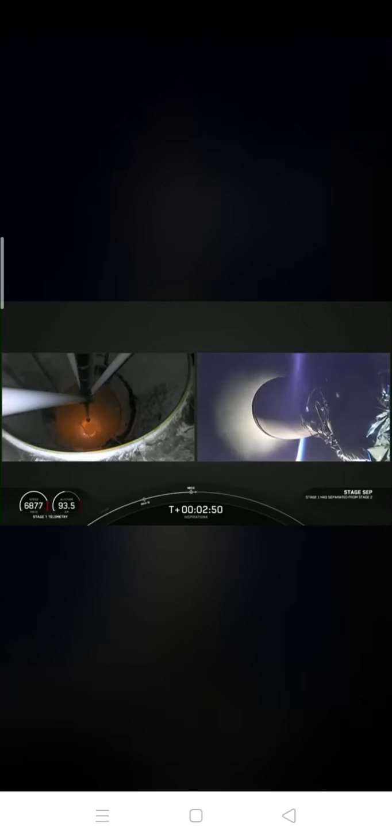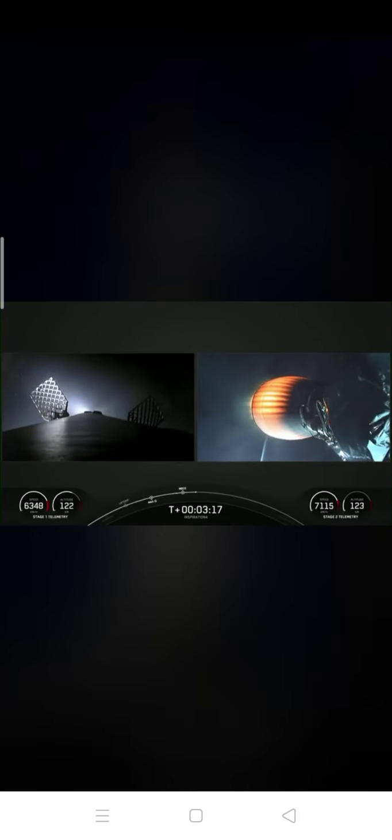Major event coming up will be main engine cutoff, followed by stage separation. Looking at the second stage engine nozzle and an ignition of the second stage. And MECO. Stage separation confirmed. I'm sure the crew felt another kick in the G's there as it ignited. Officially, the Inspiration 4 crew are now on their way to space.